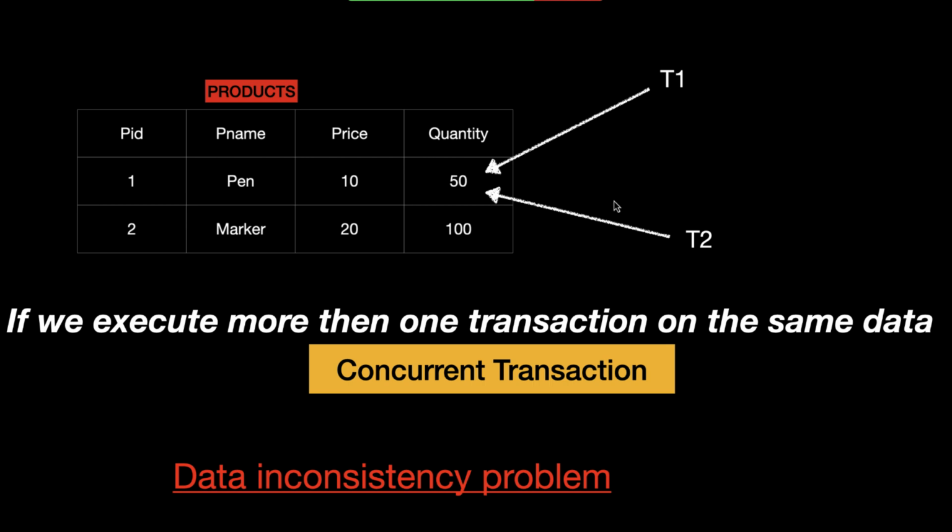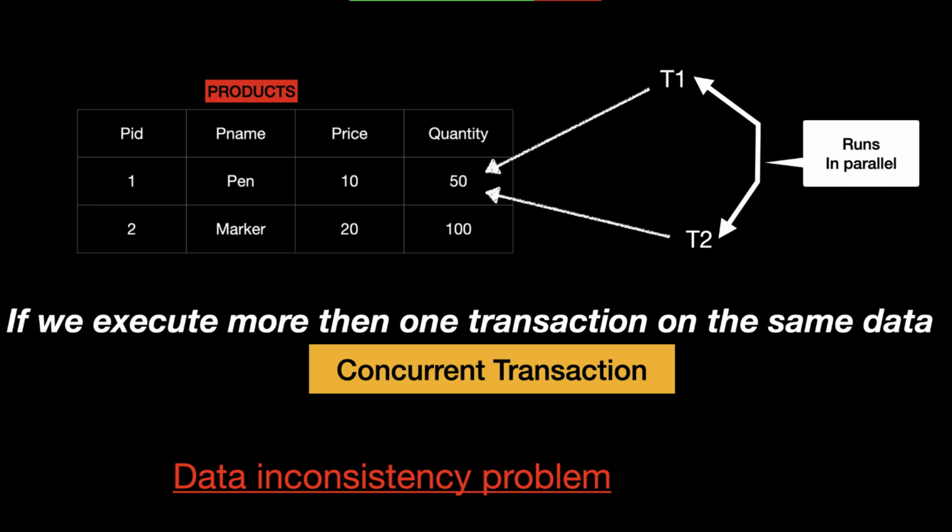If they run in parallel, sometimes T1 will run, sometimes T2 will run, and they will run in parallel. The CPU will not sit idle, the CPU will switch. Sometimes it will run T1, sometimes it will run T2, and that is basically parallel. The transactions will run in parallel. But if the transactions run in parallel, they will bring the data inconsistency problem, because imagine T1 is writing the data 50.